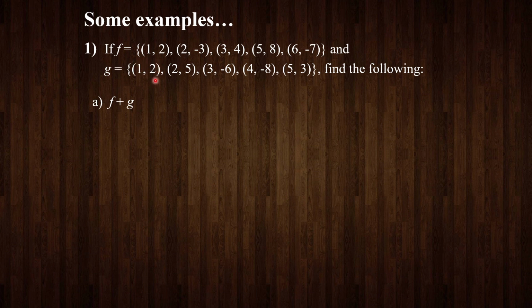Now, can we make an addition here? We can, because 1 is in the domain of both of these functions. So we have an x value of 1 here. So in our sum, we'll have an x value of 1. And what will the y value be? Well, it would be the sum of 2 and 2. We'd want to add 2 and 2, which is 4. So f at 1 plus g at 1 is 2 plus 2, which is 4. So the point 1, 4 is going to be in our result here.